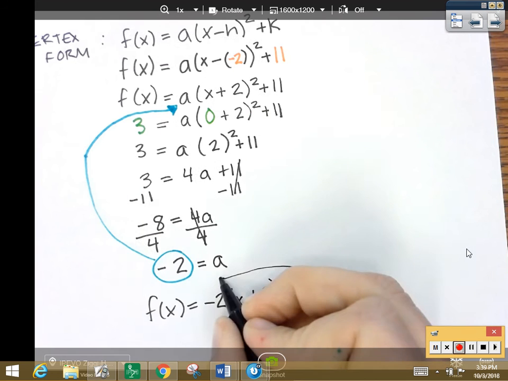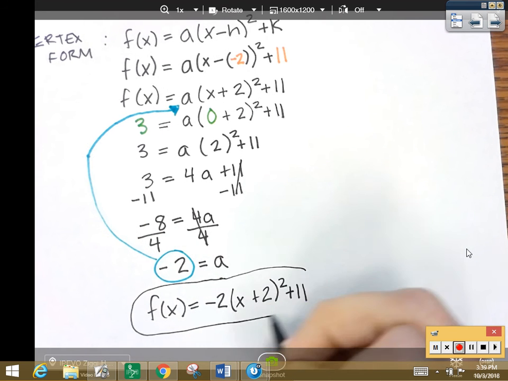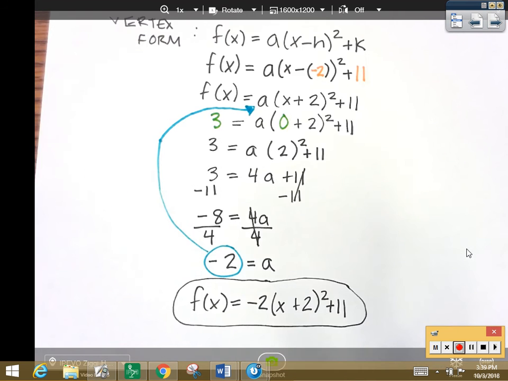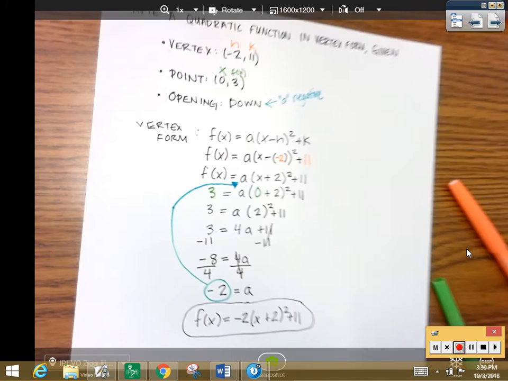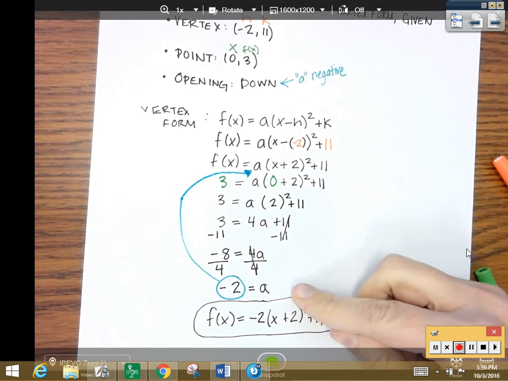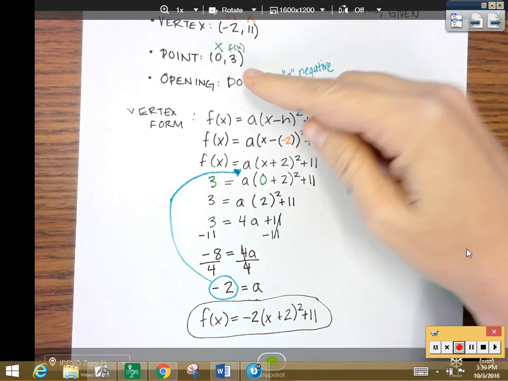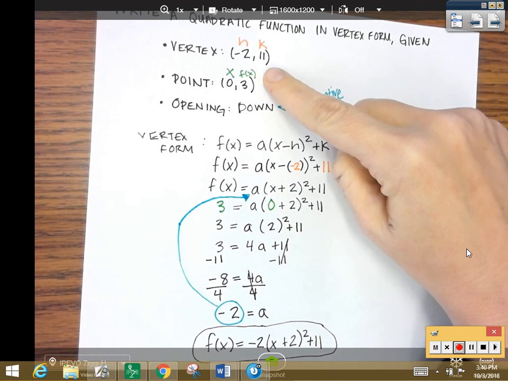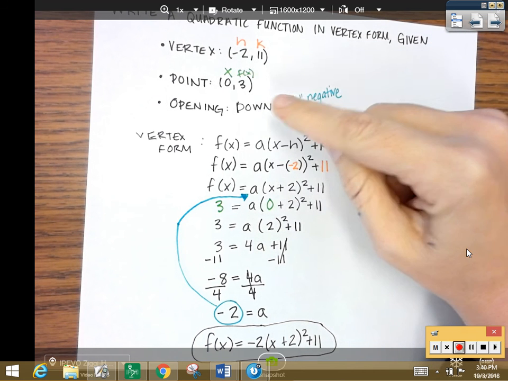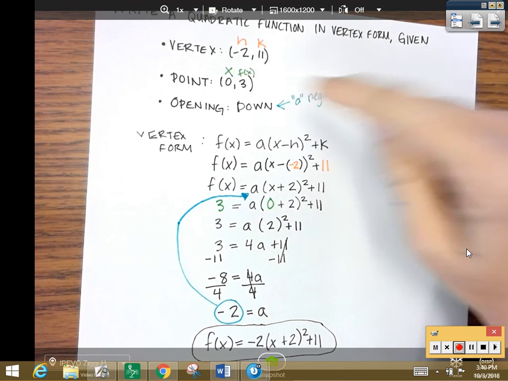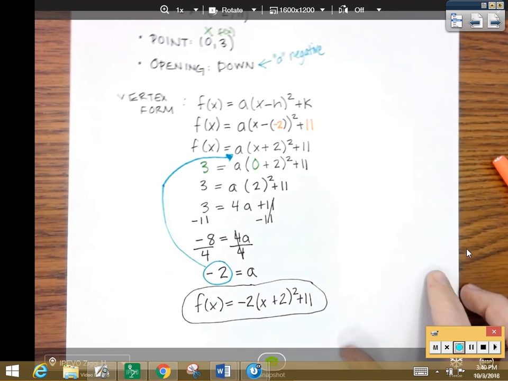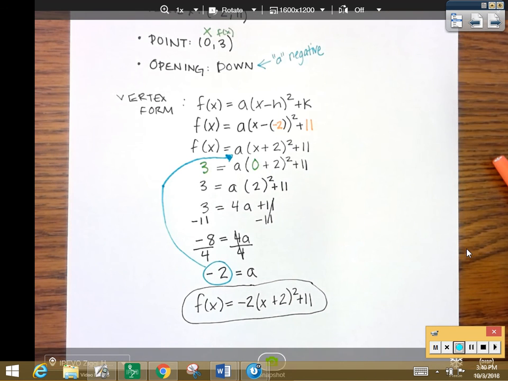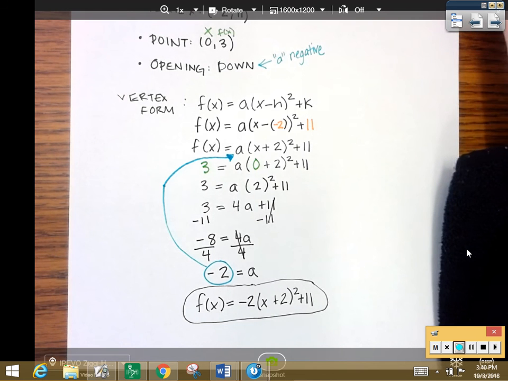Alright, so now I have my quadratic function in vertex form, and if I wanted to double check this against my given information, all I would have to do is graph it just to verify that the vertex was at -2, 11. The point in the table or on the graph went through 0, 3, and the opening was down. So that's how you would go ahead and check your work. Alright, so that's how you find a quadratic function in vertex form given that information.